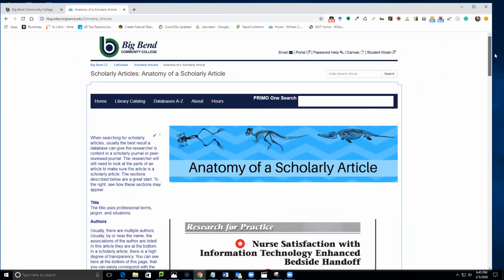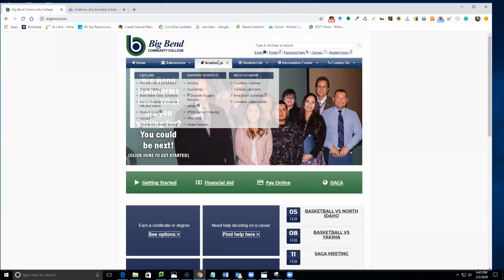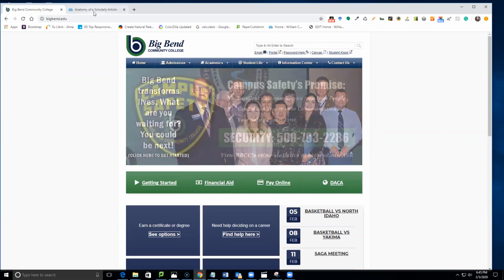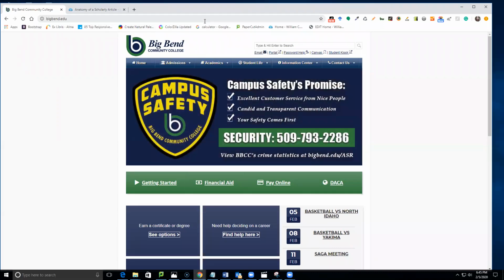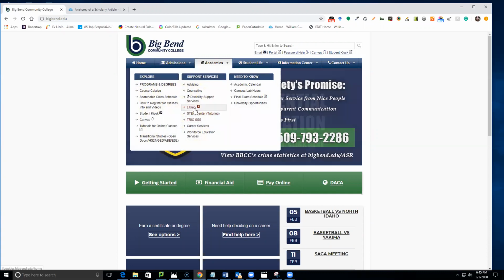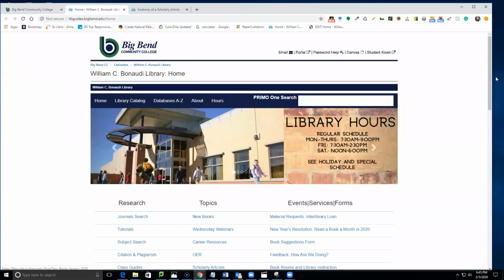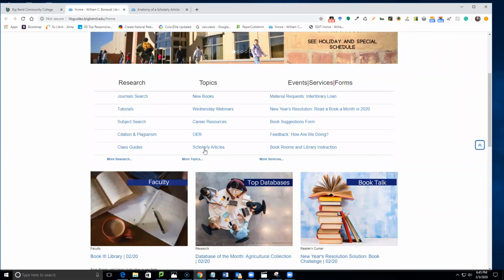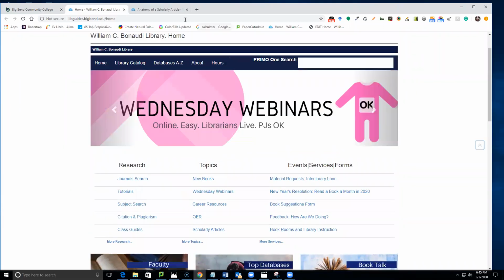What we're talking about today is the anatomy of a scholarly article, and I was going to talk about what it looks like, because when you go into the databases and you push the button that says peer-reviewed or scholarly article, all that gets you is a journal, and you actually have to look at the article and understand its pieces. So I went to, of course, the library. On our library page, I went here and we have an actual link to scholarly articles, which will lead you here.